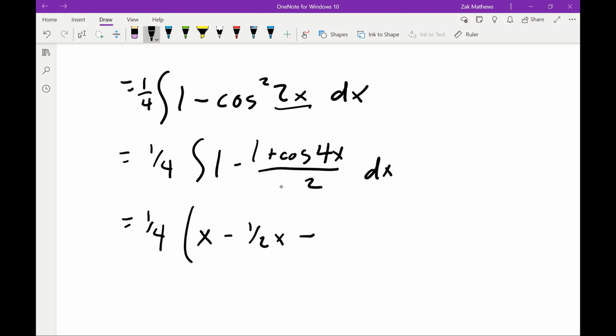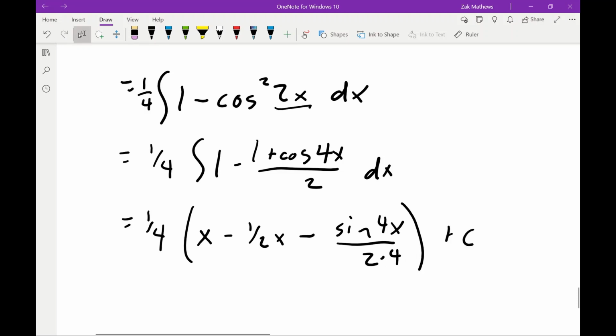The antiderivative of cosine is sine 4x. Of course, it was over 2, but then it also has to be over the 4 because of that chain rule. If we're to take the derivative of sine 4x, we would have cosine 4x, and then we'd have to multiply by the inner derivative of 4, and so we need that 2 times 4. Then, of course, we need a plus c there.